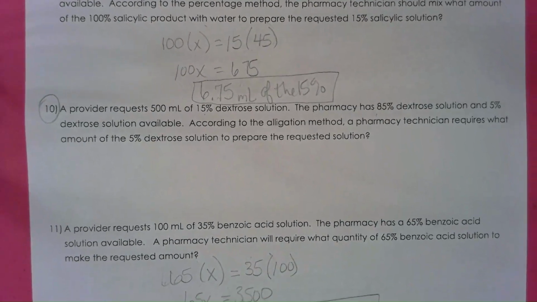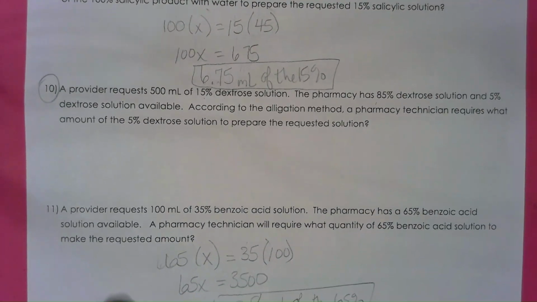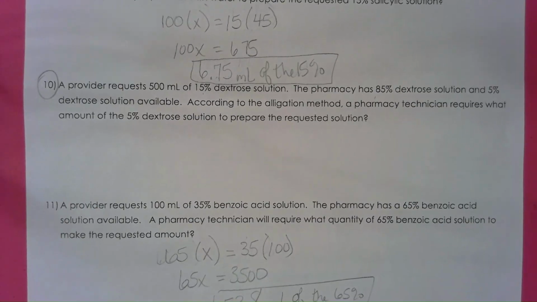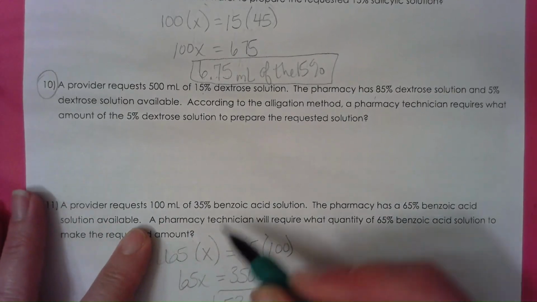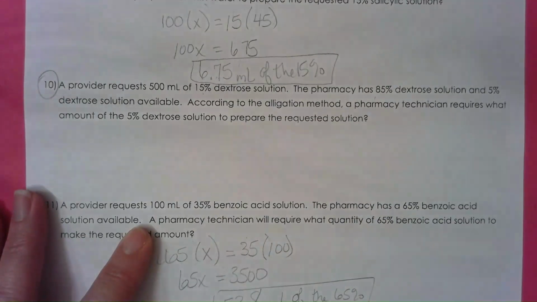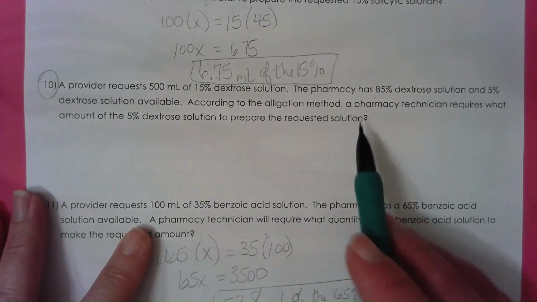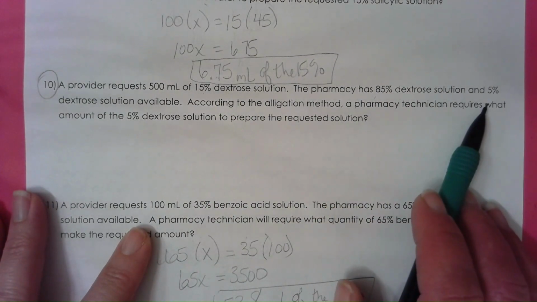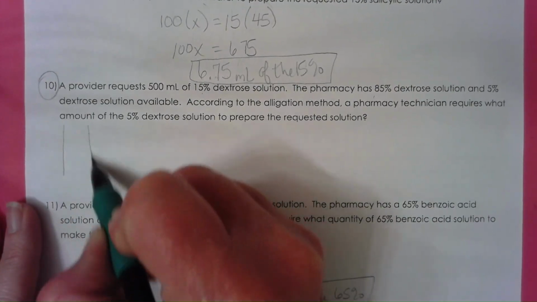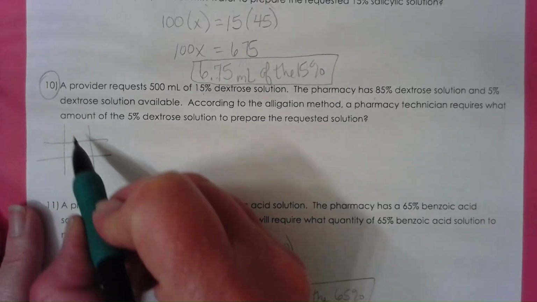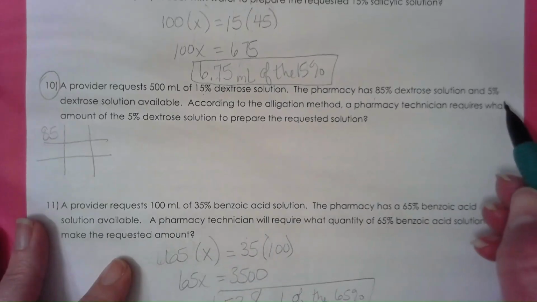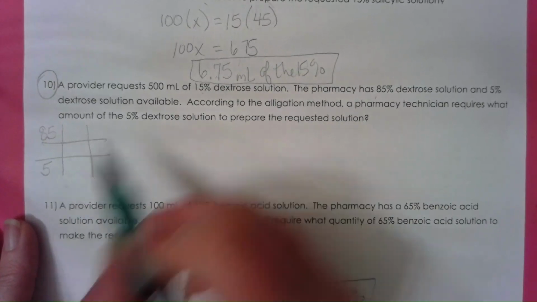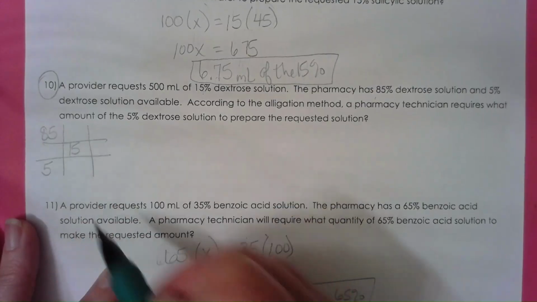All right, one more. Let's go down to number 10. Okay, so if you haven't so far, stop the video and see if you can do this by yourself. And then come back and check your answer and see if you did it right. Okay, so stop the video. Just kidding. So now we know they want a 15%. We have an 85 and a 5. Okay, so we're going to do our tic-tac-toe grid. Our highest concentration goes at the top left, 85%. Lowest, 5%. And what they want goes in the middle, 15%.